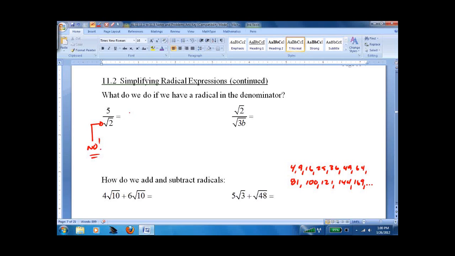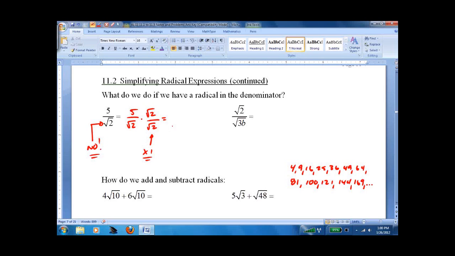The nice news is it's very easy to do. Just multiply it by 1, also known as root 2 over root 2. And that's how cool math people say these. They don't say radical 2 or square root of 2. They say root 2 over root 2.